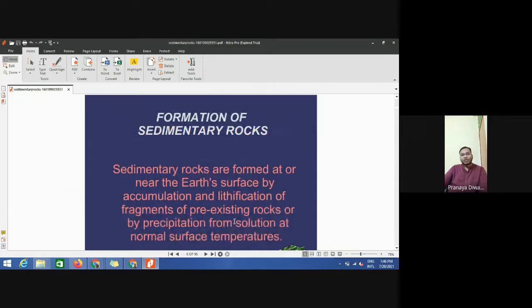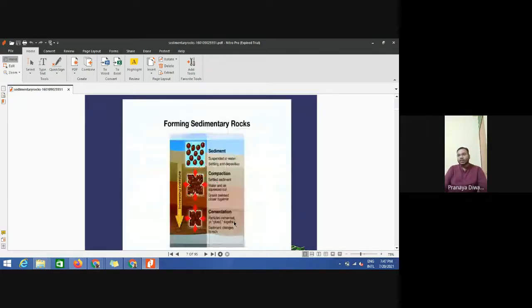How is the sedimentary rock formed? Sedimentary rocks are formed at or near the earth surface by accumulation and lithification of fragments of pre-existing rocks, or by precipitation from solution at normal surface temperature. So how is your sedimentary rock formed?